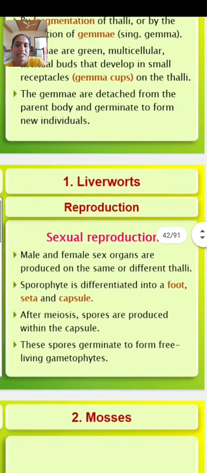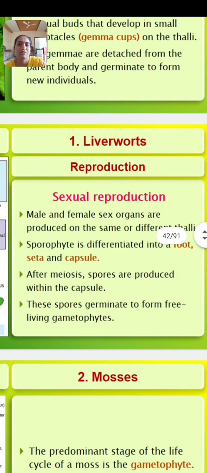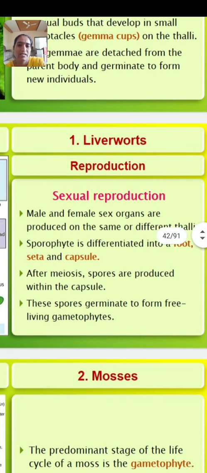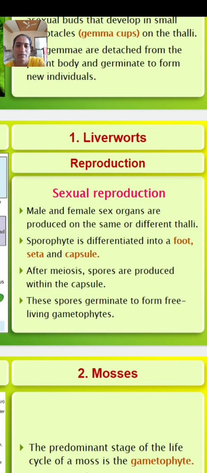Then the second type of reproduction in liverworts is sexual reproduction, which is followed by the formation of male and female sex organs. The sporophyte is differentiated into foot, seta and capsule. After meiosis, spores are produced within the capsule. These spores germinate to form the free living gametophytes.